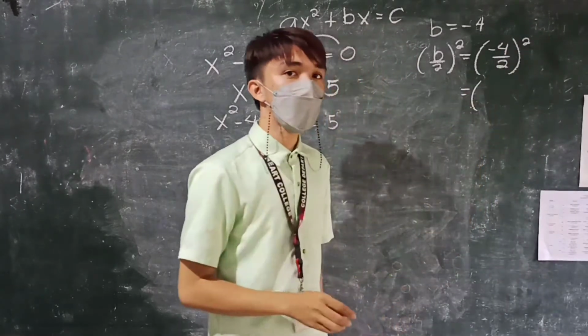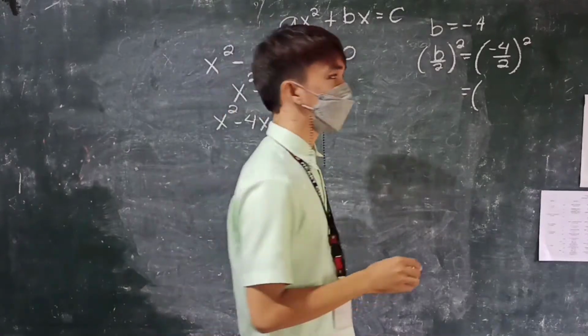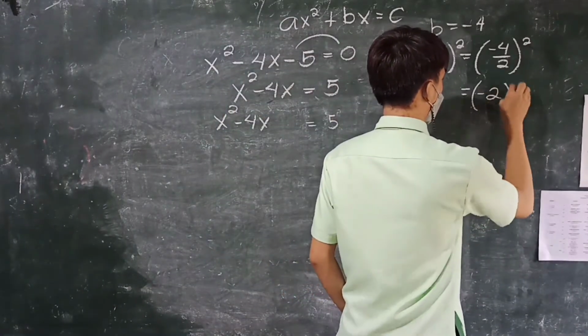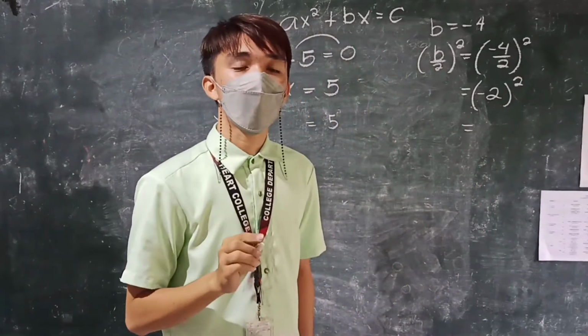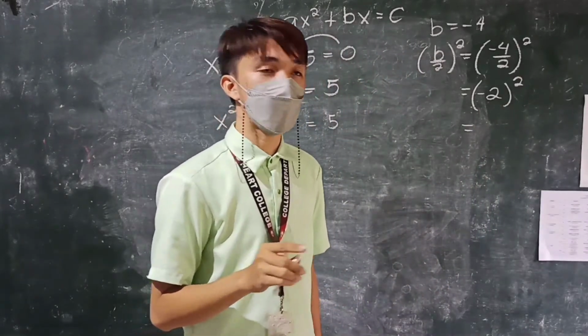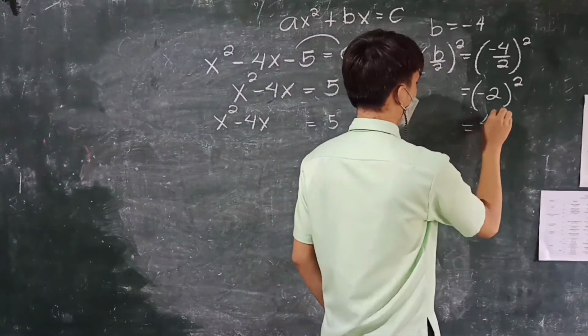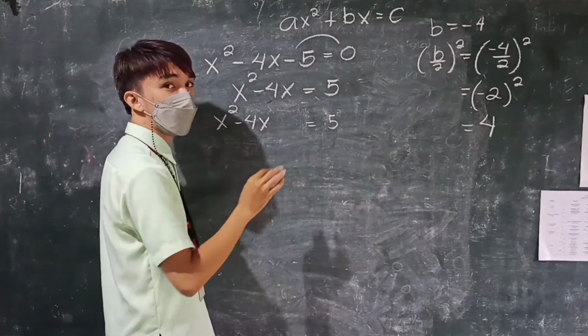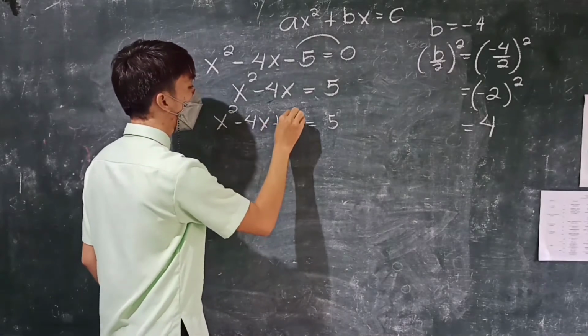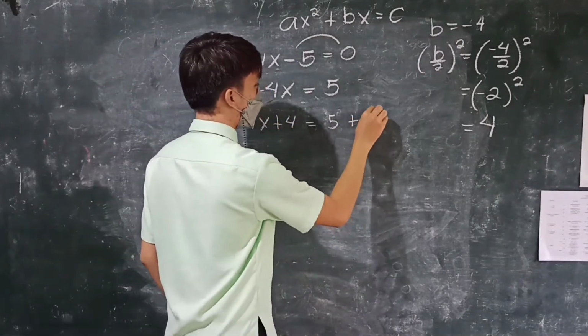Negative 4 divided by 2 is equal to negative 2. And we're going to multiply negative 2 by itself. Negative 2 times negative 2 is equal to positive 4. So we are going to add 4 to both sides of the equation. So we have plus 4 and then plus 4.